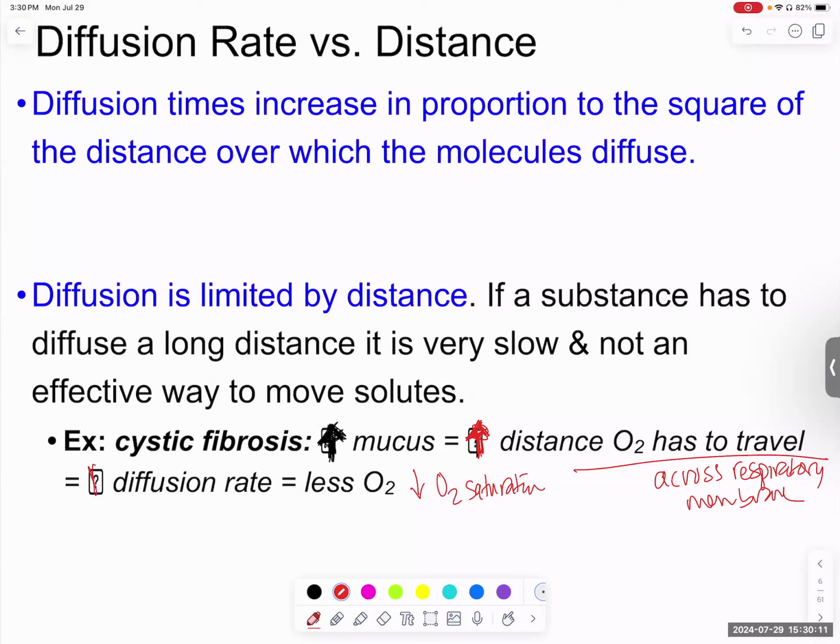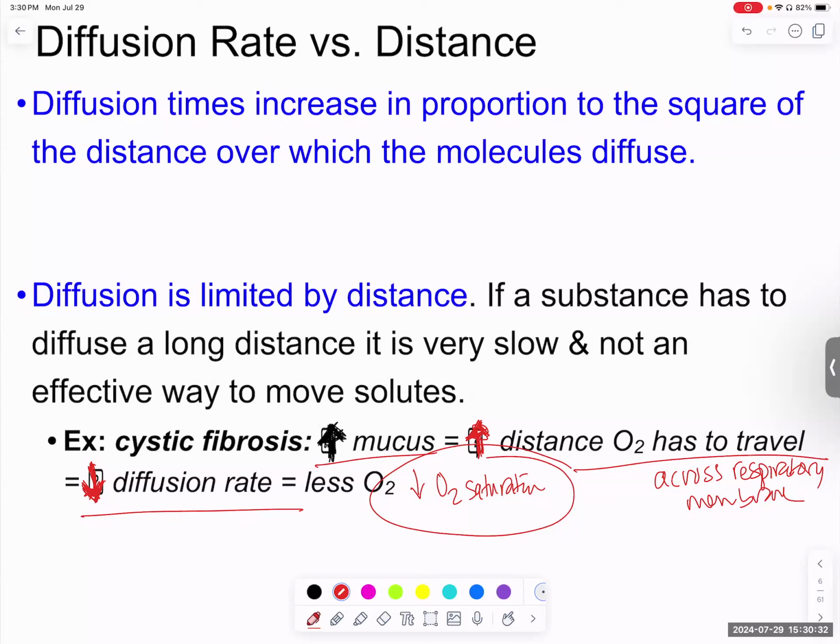in someone with cystic fibrosis. Why? Because the mucous membrane increased the distance. The oxygen took too long to travel across that distance. It decreased the diffusion rate. Red blood cells went by. Hemoglobin didn't get loaded up with oxygen, took too long. And so you have a lower O2 saturation.